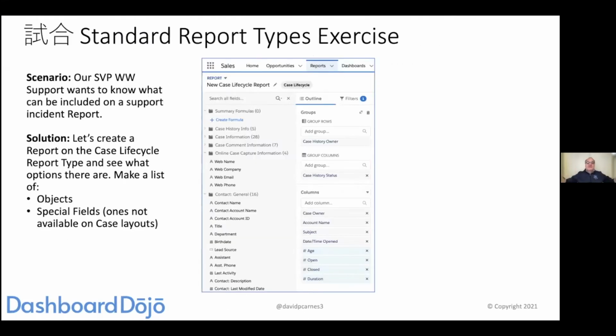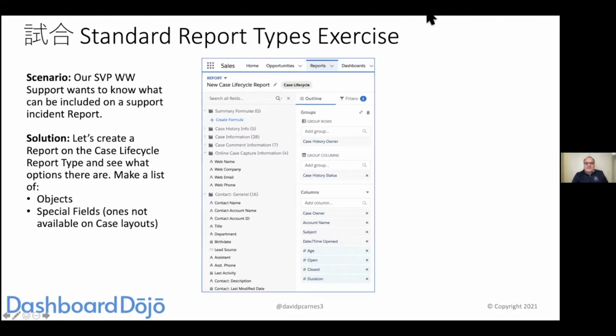So for our first exercise, what I'd like you to do is in your system. Our new Senior Vice President of Worldwide Support wants to know what can be included in a support report. Let's take a look at one, and this might be one that you've never even looked at. There's one called the Case Lifecycle Report. I want you to make a quick list of what objects are included with this, and if you can tell what special fields are included. So maybe you could just take a moment.